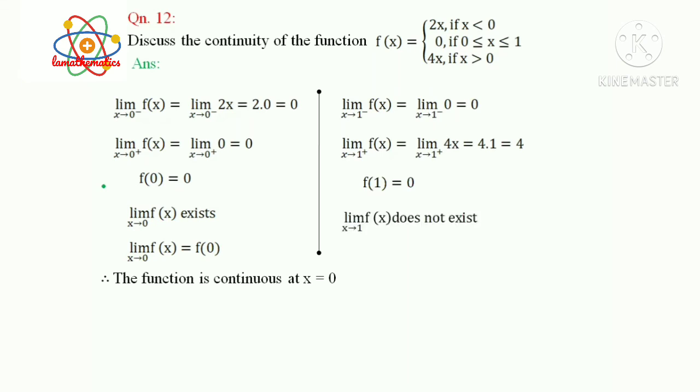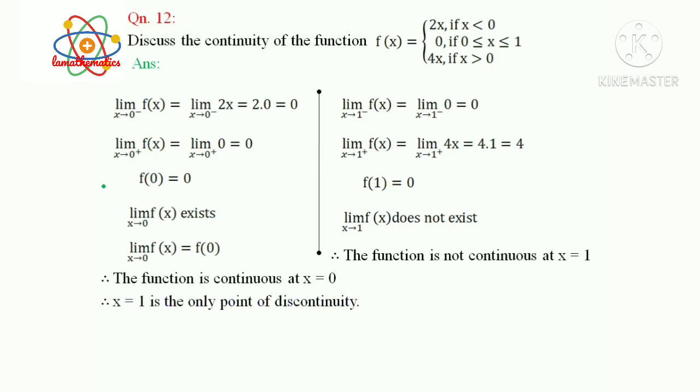Since limit x tends to 1 minus f of x not equal to limit x tends to 1 plus f of x, limit x tends to 1, f of x does not exist. Therefore, the function is not continuous at x equal to 1. Therefore, x equal to 1 is the only point of discontinuity.